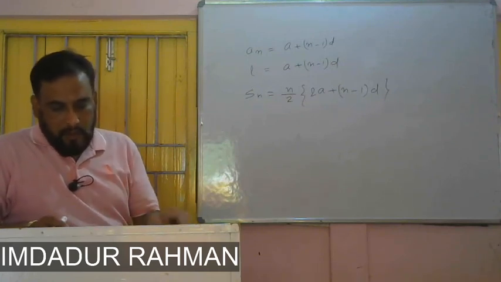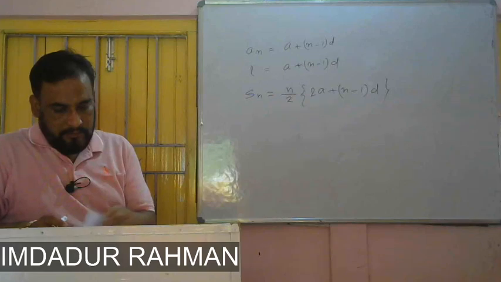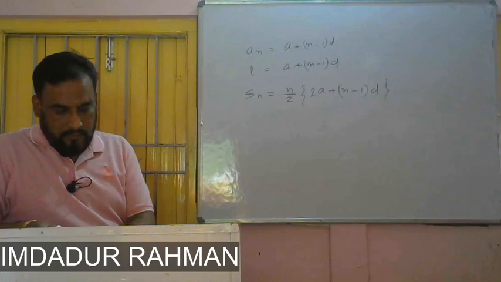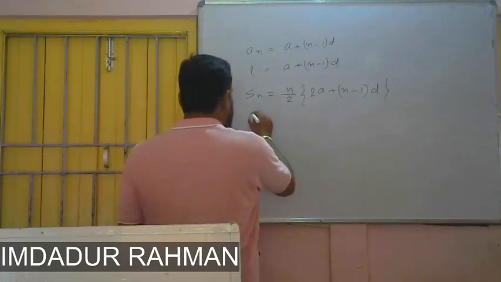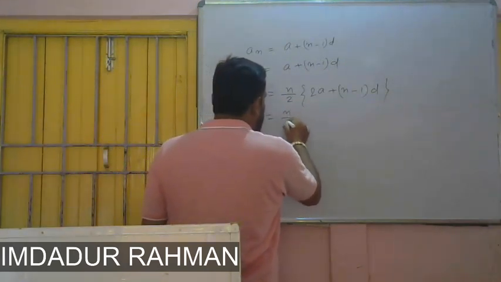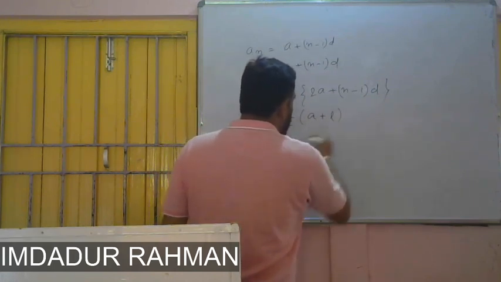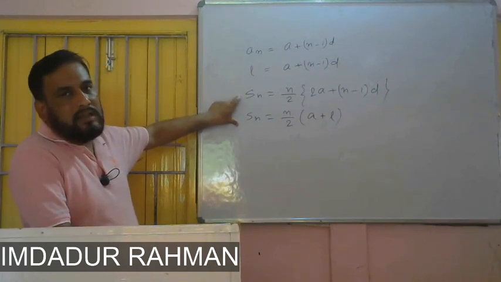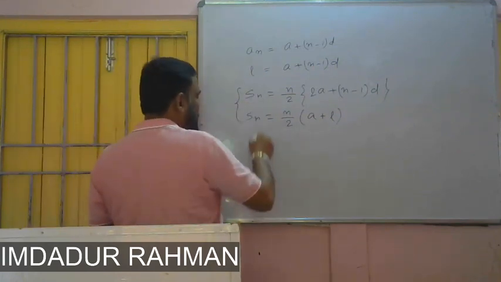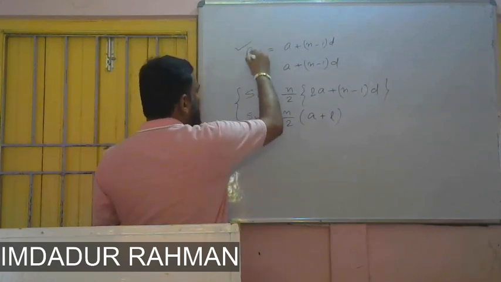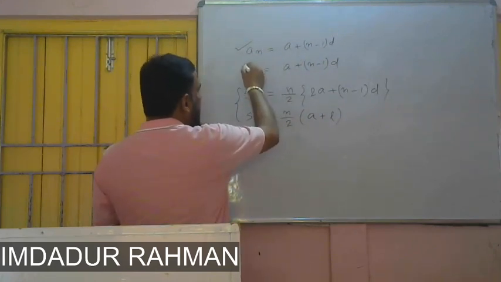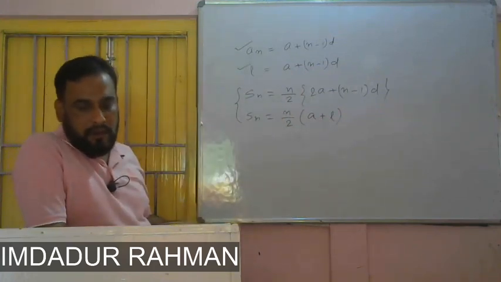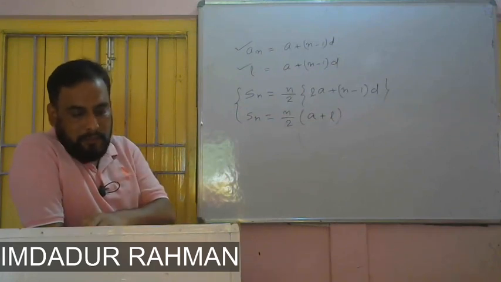Now, one more formula is there. Sn is equal to n by 2 into (A plus L). Okay? So this is the formula to find out the sum of n terms. And this is for the nth term of a series, and this is the last term of a series. These are the four formulas. If you remember, then it will serve your purpose.